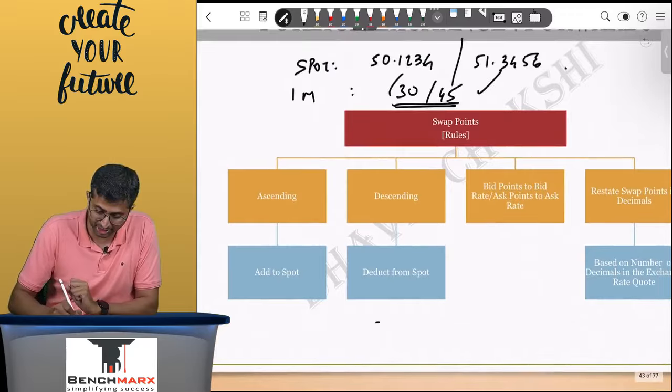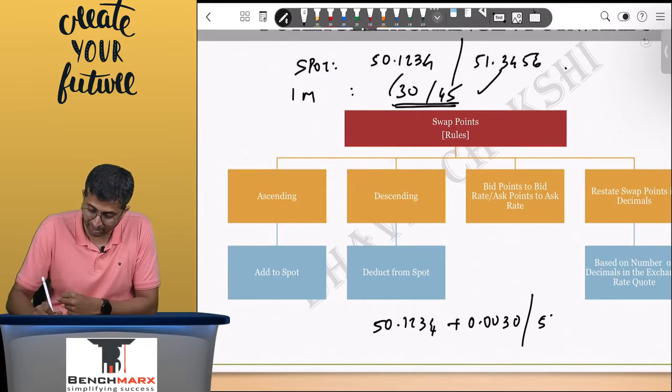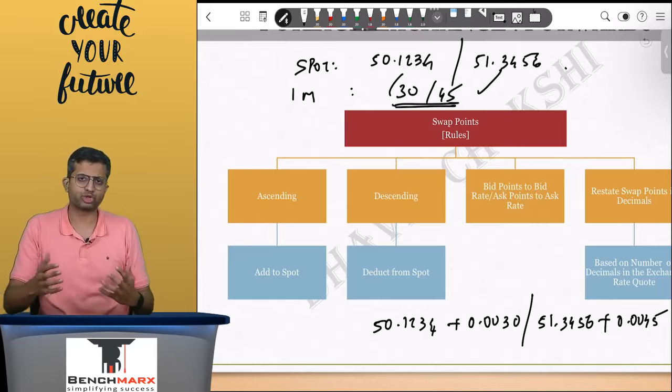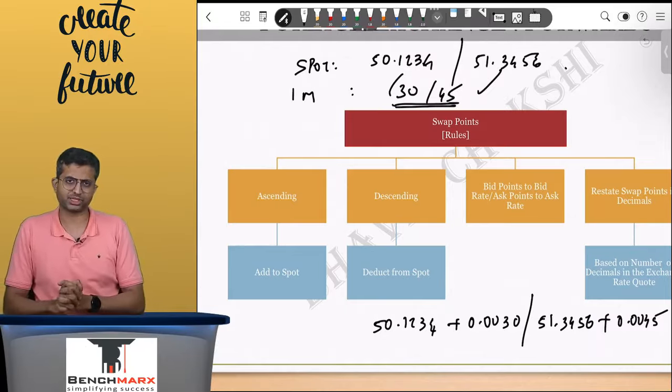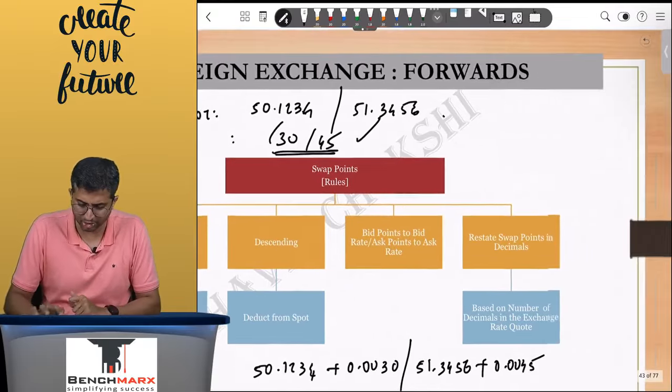So for example, this is 50.1234, there are 4 decimals, which means you will say plus 0.0030, ascending so add, and 51.3456, there are 4 decimals, so this is plus 0.0045. So bid points to the bid, ask points to the ask, depending on the number of decimals from the right hand side. So this is something that you have to be careful about.